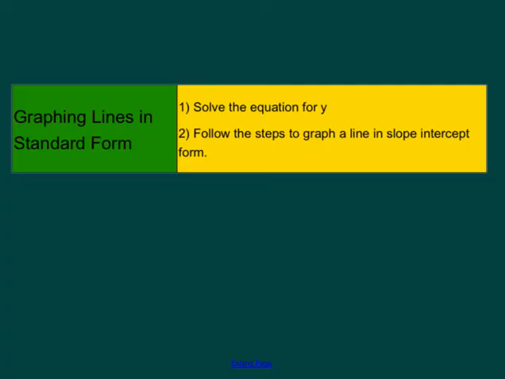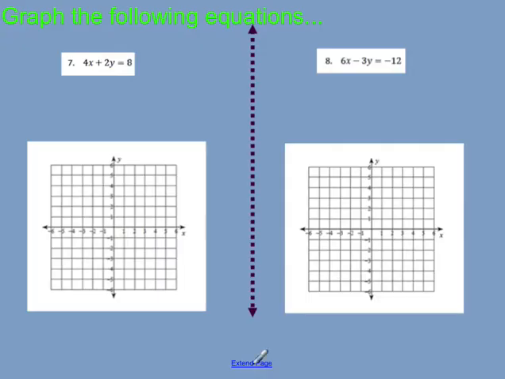Now, let's take a look at graphing lines in standard form. When you graph lines in standard form, you need to solve the equation for y. So we need to, again, solve for y, and then, just like before, you can follow the same steps as graphing in slope-intercept form, because once you solve for y, it is in slope-intercept form. So let's go ahead and take a look first at number 7.